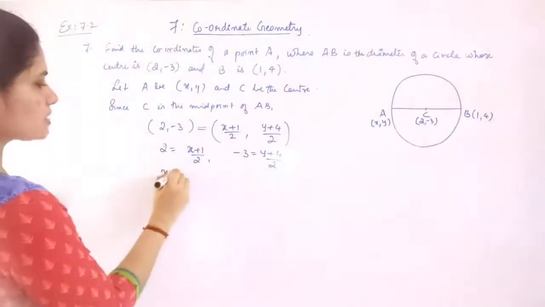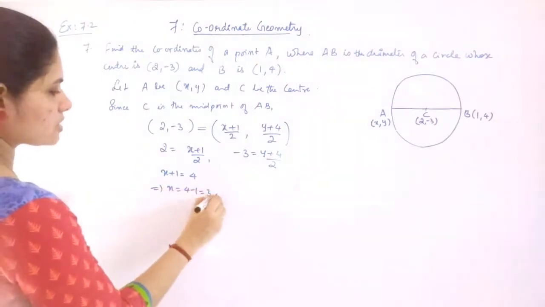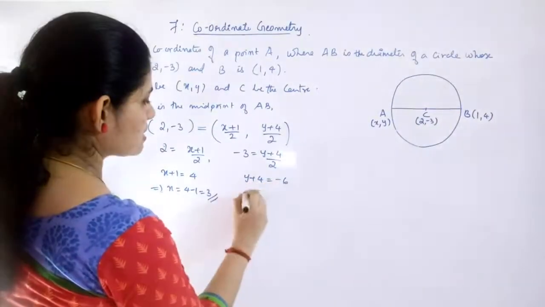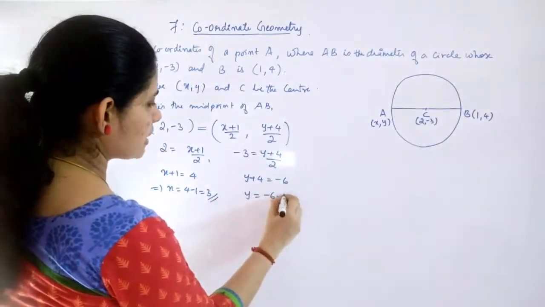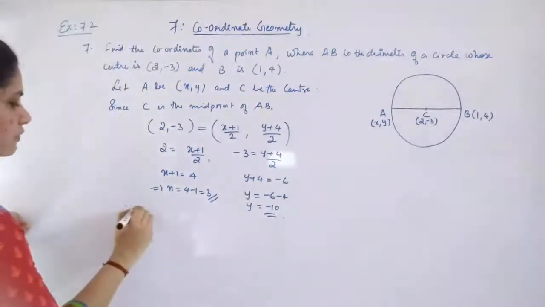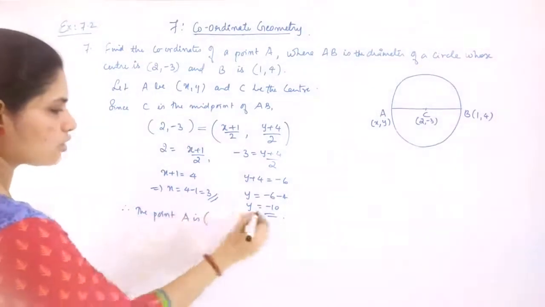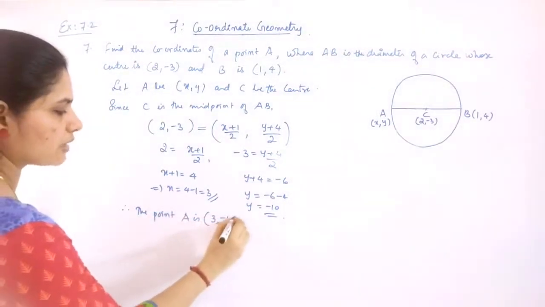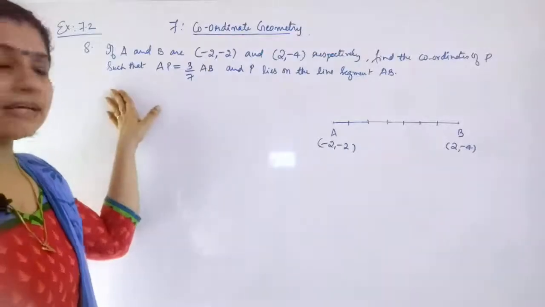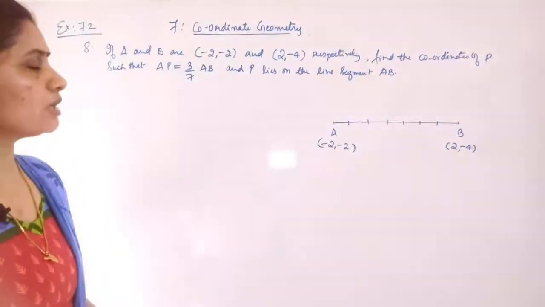So you will get x plus 1 is equal to 4, or x is equal to 4 minus 1, which is 3, and here you will get y plus 4 is equal to minus 6, or y is equal to minus 6 minus 4, which is minus 10. So you are getting, therefore, the point A is (x, y) you have taken, so it is (3, minus 10).